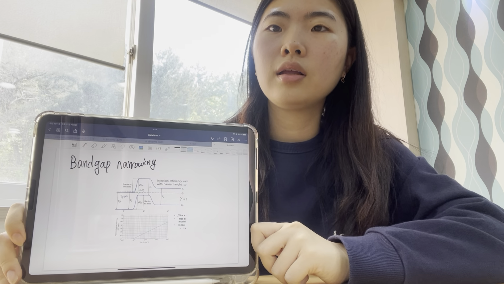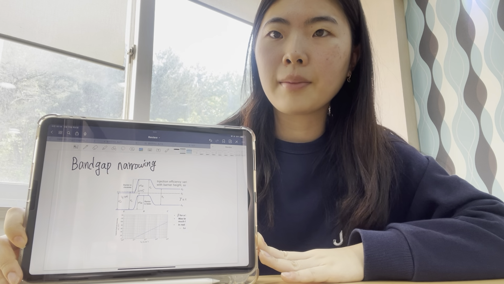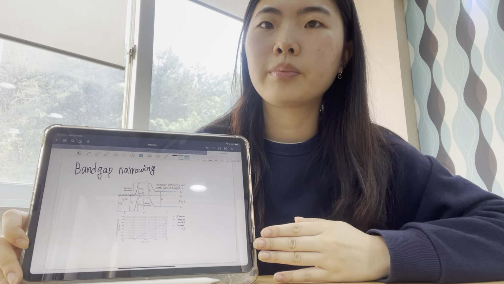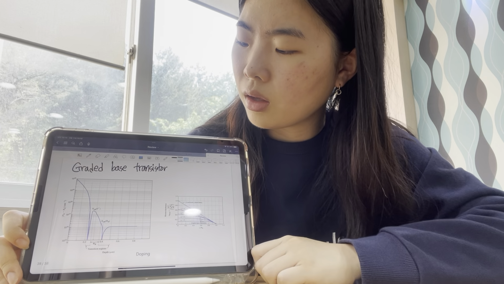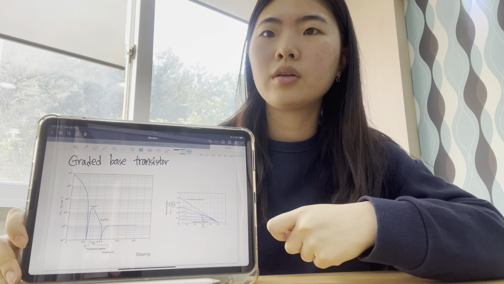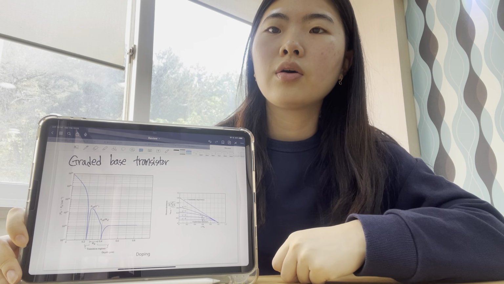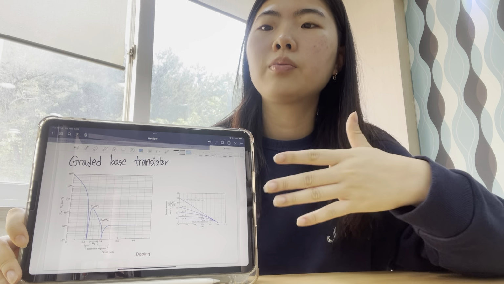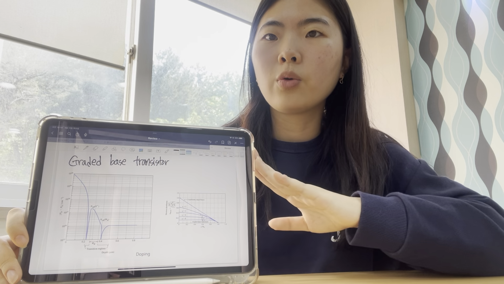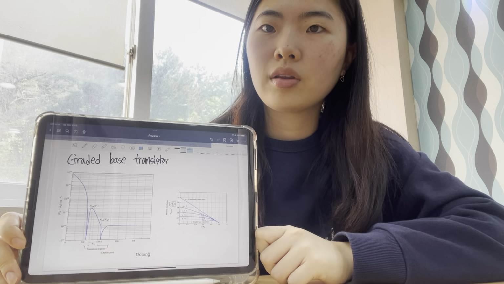And in this situation, band gap narrowing can also happen. So we should solve this band gap narrowing problem. We should dope the base gradiently. If we dope the base gradiently, the band gap narrowing will be solved, because this energy band diagram will be changed from before.